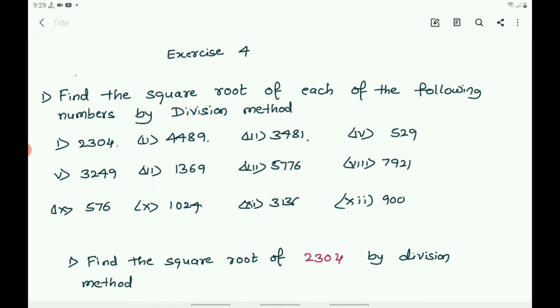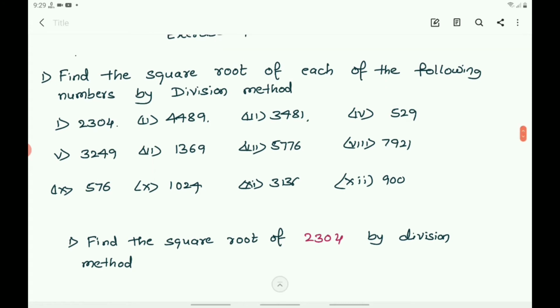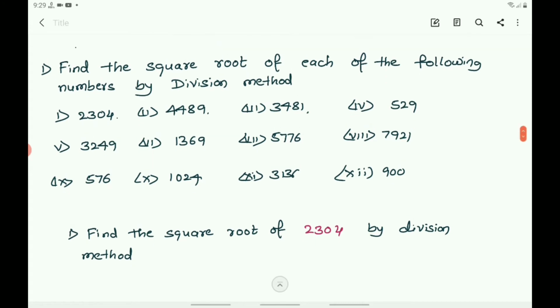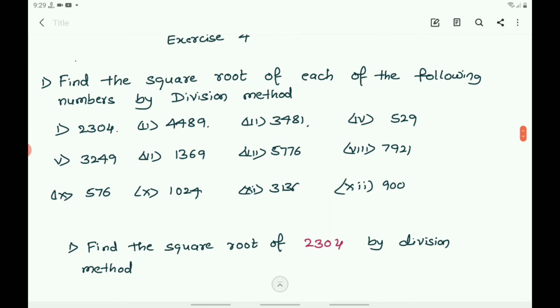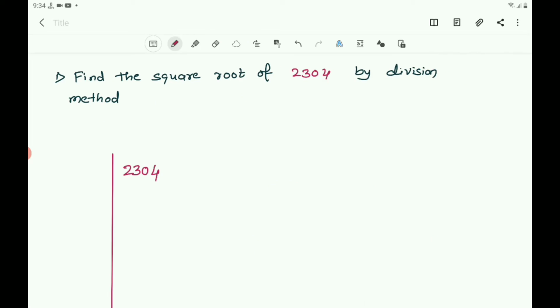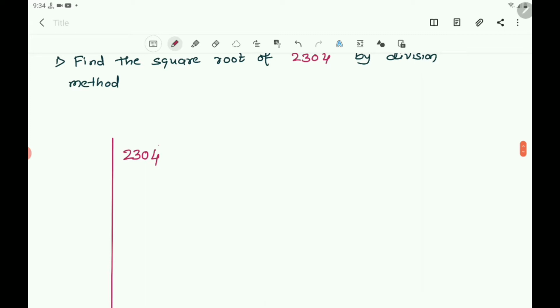You already learned the division method of finding the square root of perfect square numbers. Now let us find the square root of these numbers by the division method. The first one is, find the square root of 2304. Take that number 2304. You know the first step. We have to make pairs of two digits. So the first group is 04, next 23.